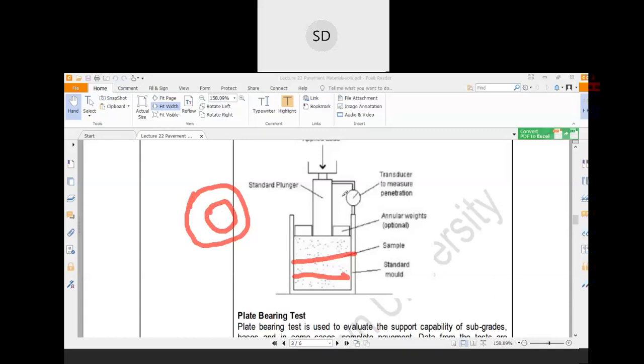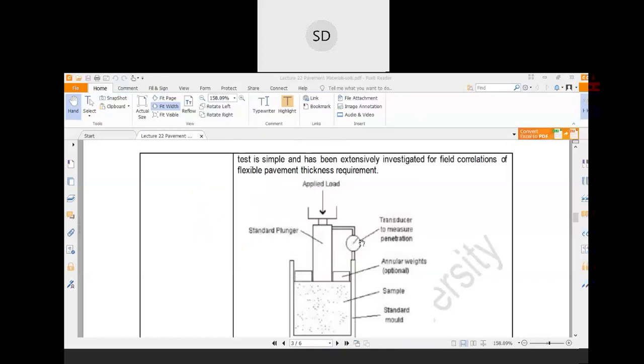50 mm. Now, why? Because there will be one plunger associated with the instrument. This is the instrument. This is basically the standard penetration plunger through which load will be transmitted to the soil sample. The diameter of this plunger is 50 mm.